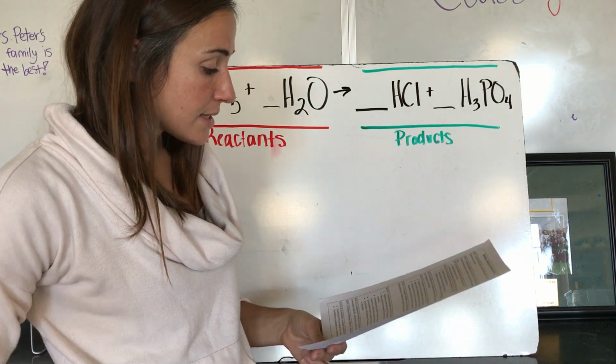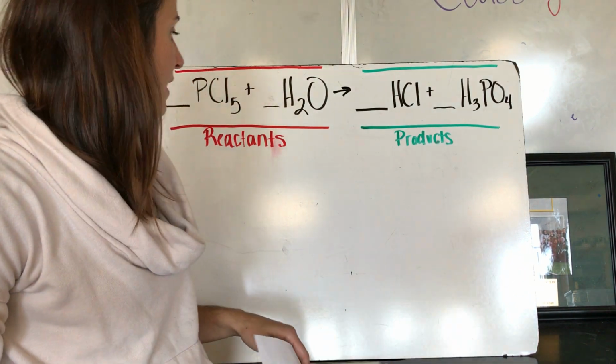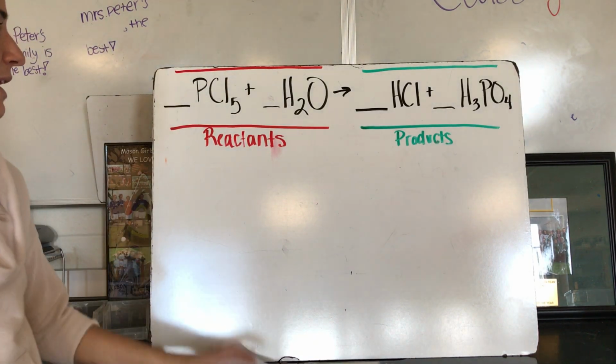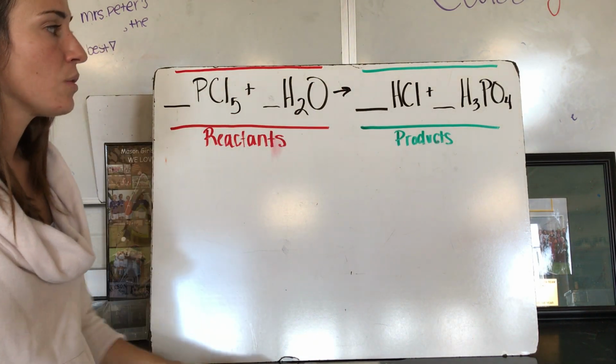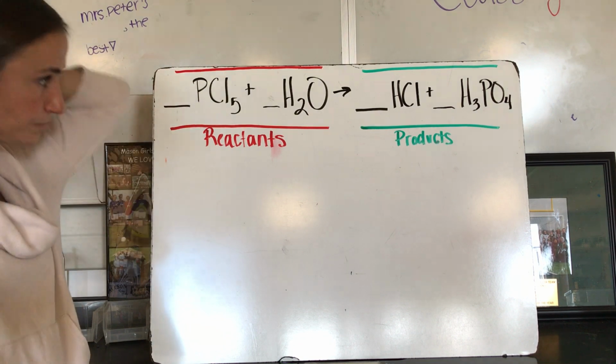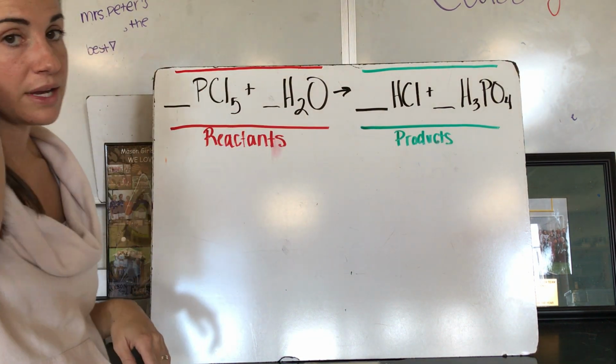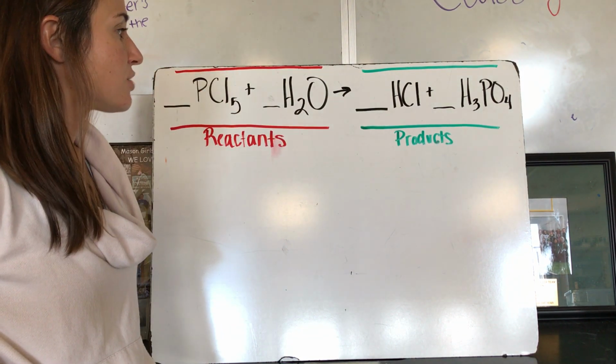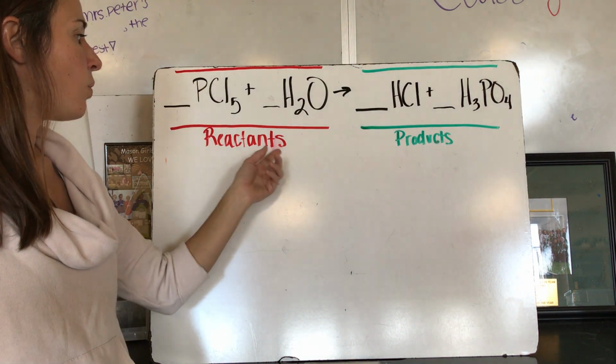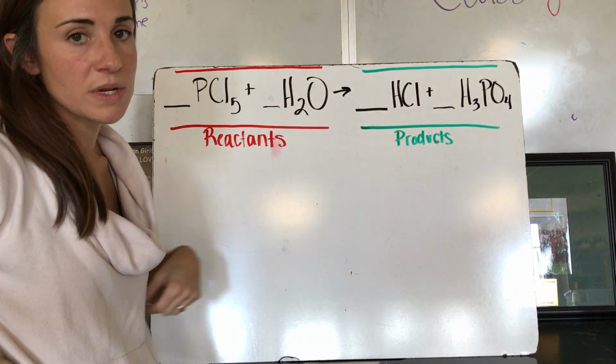So the next thing that we'll talk about is being able to identify reactants and products. If we have a chemical reaction and we have the equation, they always look like this, and they're separated by an arrow. The arrow represents that a reaction occurred. Your reactants are always on the left and your products are always on the right.